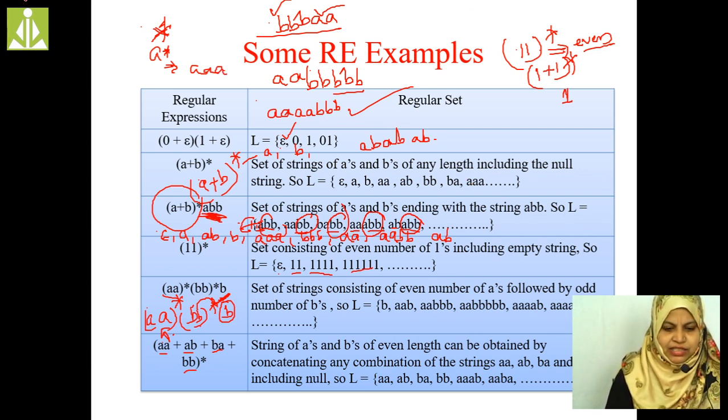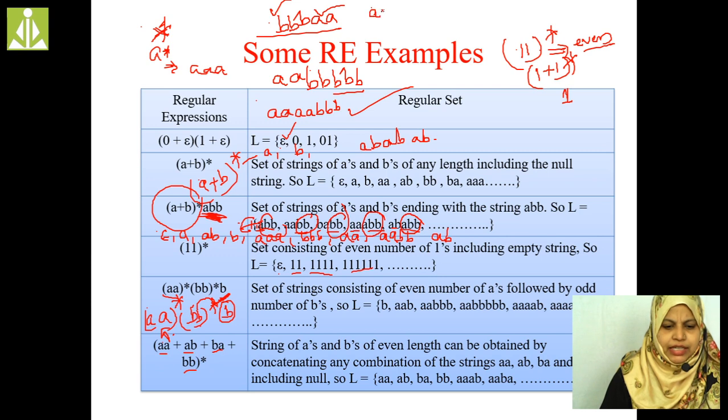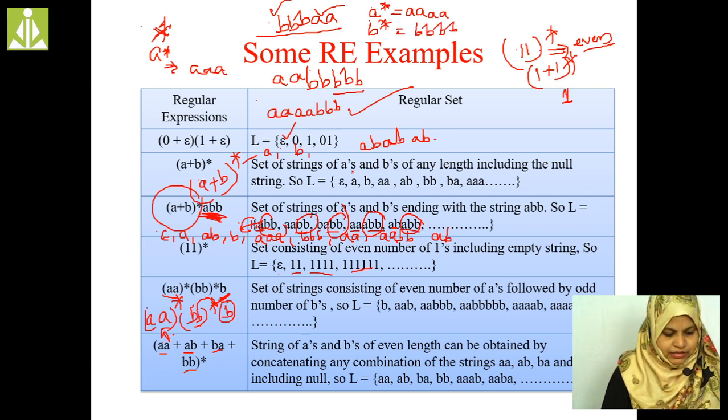Here I'll give one simple example. A star is equivalent to any number of A's. B star means any number of B's. Here I'll write here.